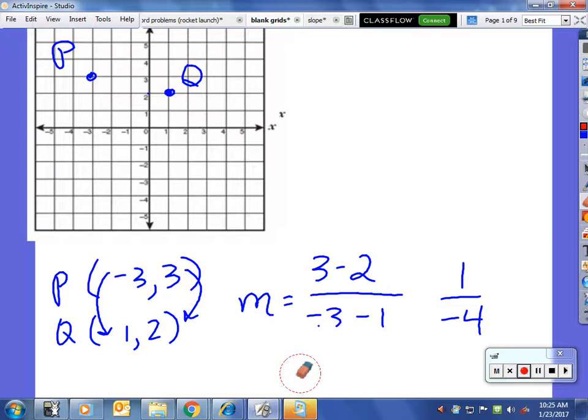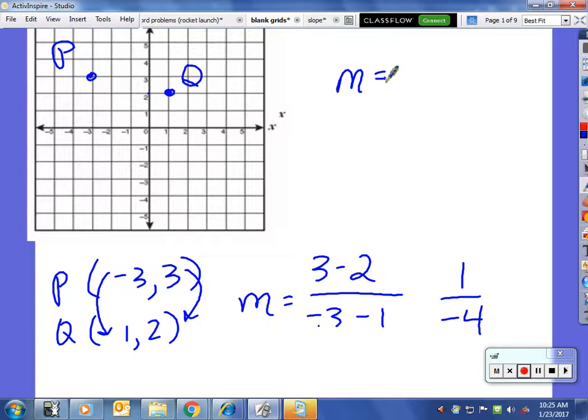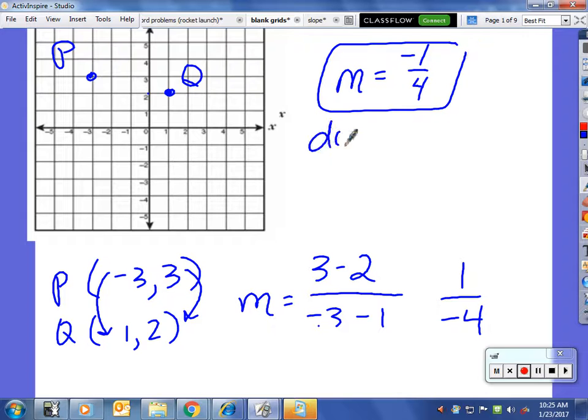Okay, now, so this is what I would prefer to see. The slope, after you did your math here by doing y minus y over x minus x, you would report the slope is negative 1/4. Now you're going to tell me what that means about this line. It's going down. How do I know it's going down? Because of the negative.